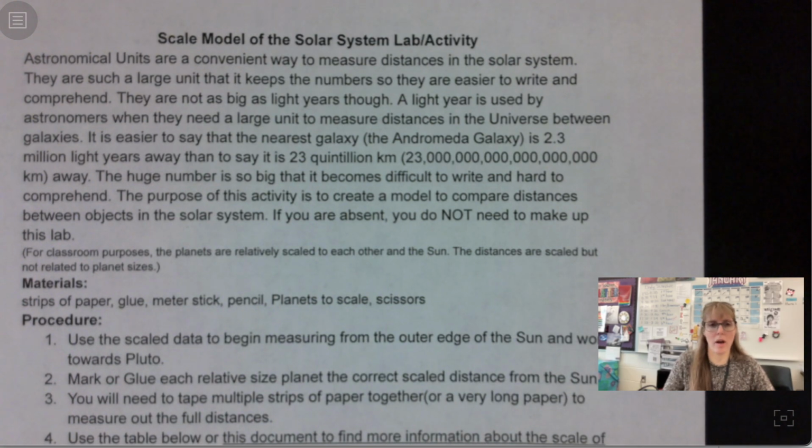Guys, let's talk about the scale model of the solar system lab activity together. Getting my highlighter ready to go so I can highlight important key terms in the reading for the background paragraph.